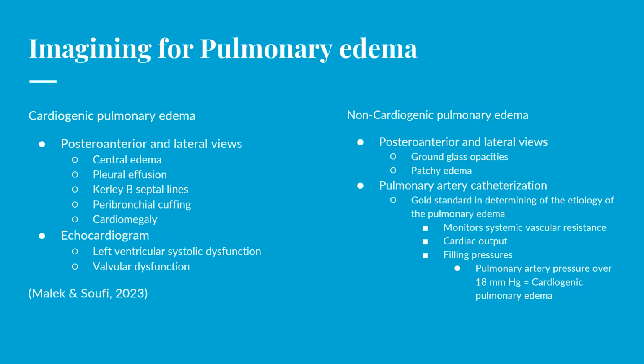Imaging for pulmonary edema. Both posterior and lateral views are used for both cardiogenic and non-cardiogenic pulmonary edema. In cardiogenic pulmonary edema, the presence of central edema, pleural effusions, Kerley B septal lines, peribronchial cuffing, and an enlarged heart can be found. An echo can also be helpful in noting heart size and heart dysfunction.